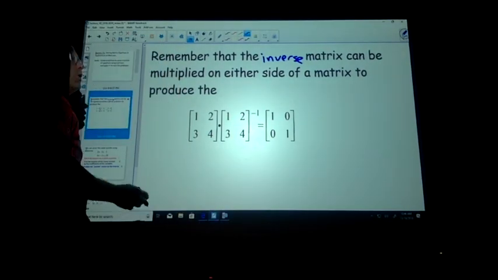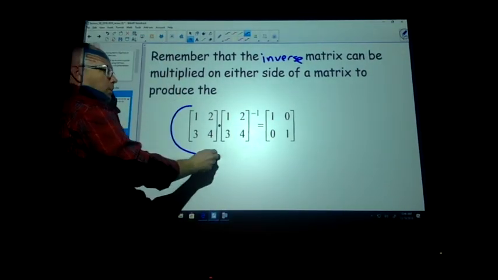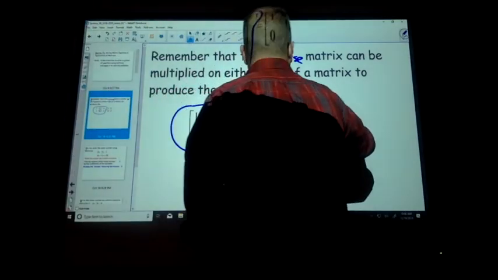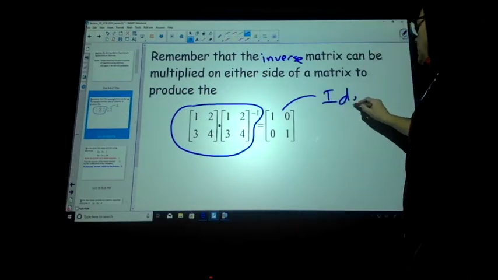Okay? So, if I were to multiply a matrix C and its inverse matrix C together, you would develop something called the identity matrix.